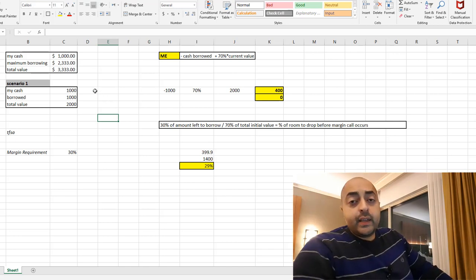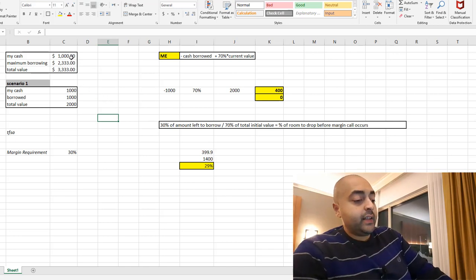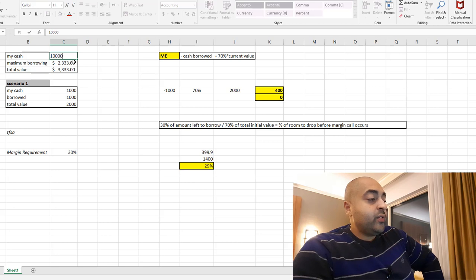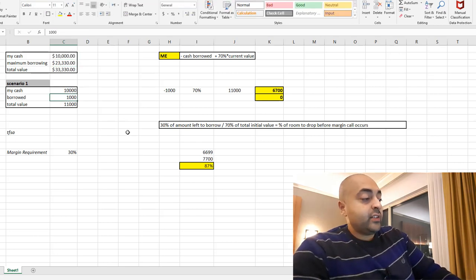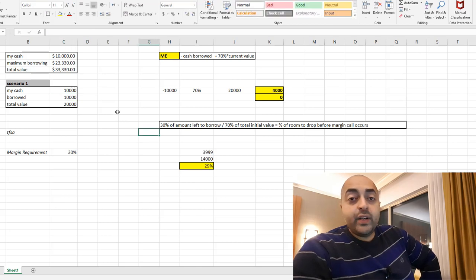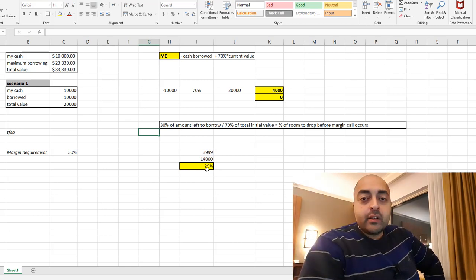And of course, I'm just using 1,000 as an example, but imagine you're putting $10,000, right? So you've got 23,000 that you can borrow. So let's say you use $10,000 to trade with, it's still the same ratio. So you still have 29% before you're placed in a margin call and you have to start funding your account and covering the losses.